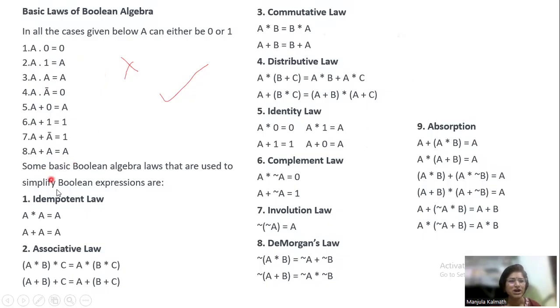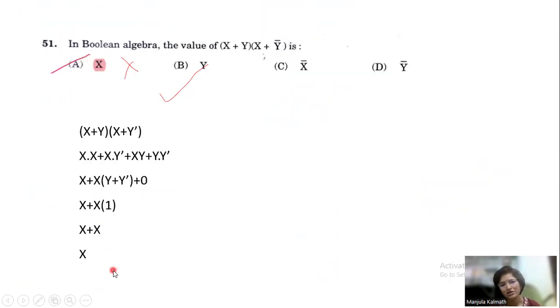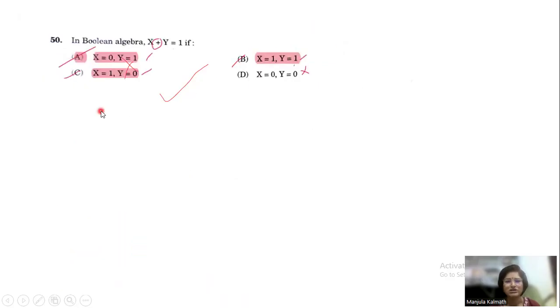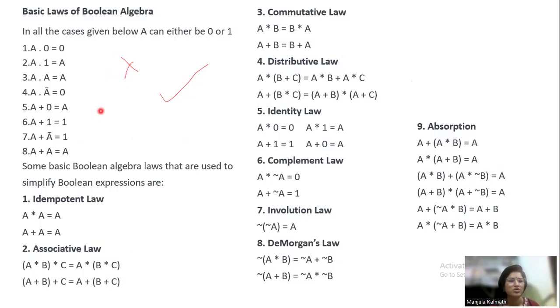And like that only, here we have some other formulas: idempotent law and other laws. These are very, very important. A into A equals A, A plus A equals A. Associative law: A into (B into C) equals (A into B) into C, what we had discussed in the previous problem. So here matrix multiplication follows the associative property. That comes under this formula list, that is the associative law: A into (B into C) equals (A into B) into C.